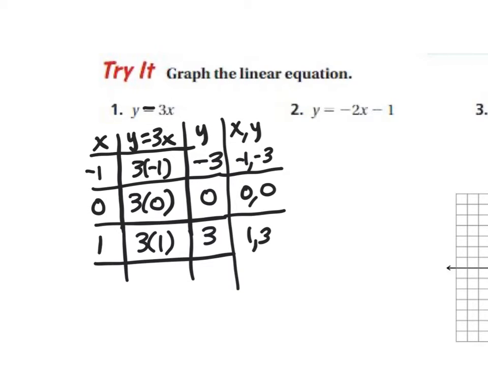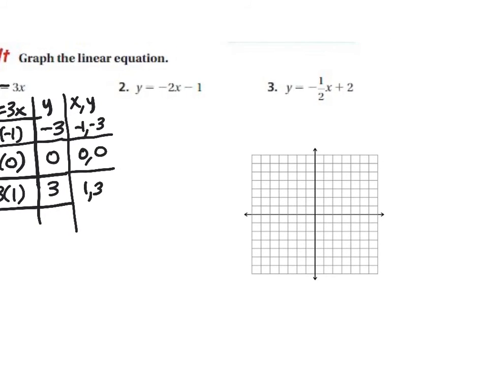So let's go over here to this one shared graph and let's plot them. I'm going to first label x and y. (-1, -3), (0, 0), and (1, 3). Remember, x always comes first, y comes second. And put my line through. Everything's going to go on this same graph, so it's important to have a label. And there's my equation. I'll do the next one.